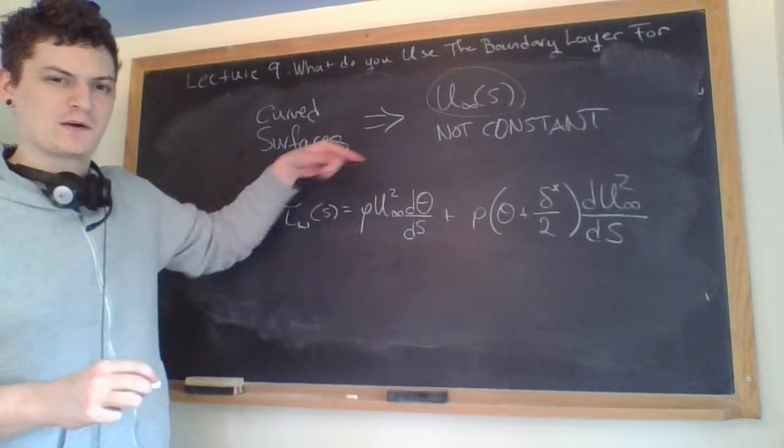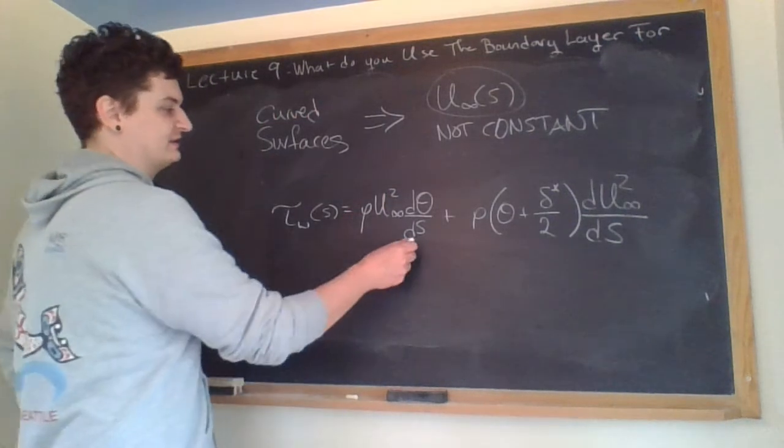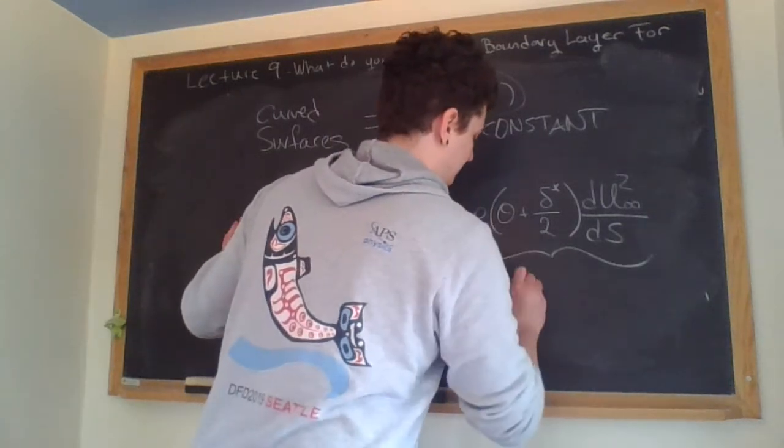Okay, sorry. I should have put a square there before I did. Yeah, I messed up writing it last time. There should be a ds there. So, right, for a curved surface, you get this extra term.